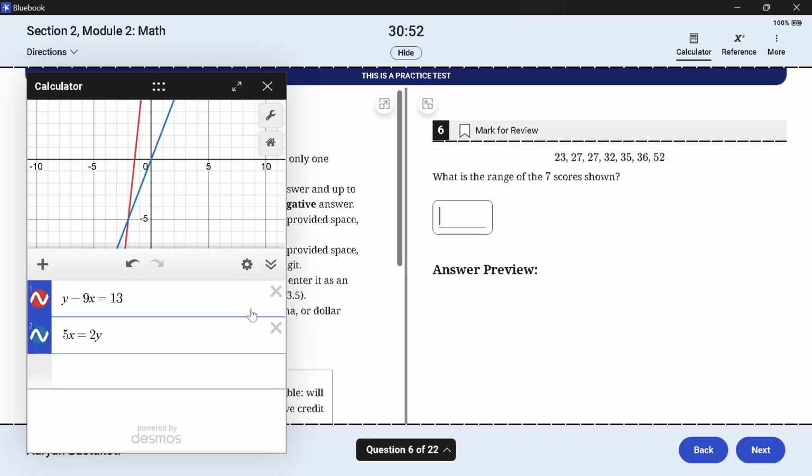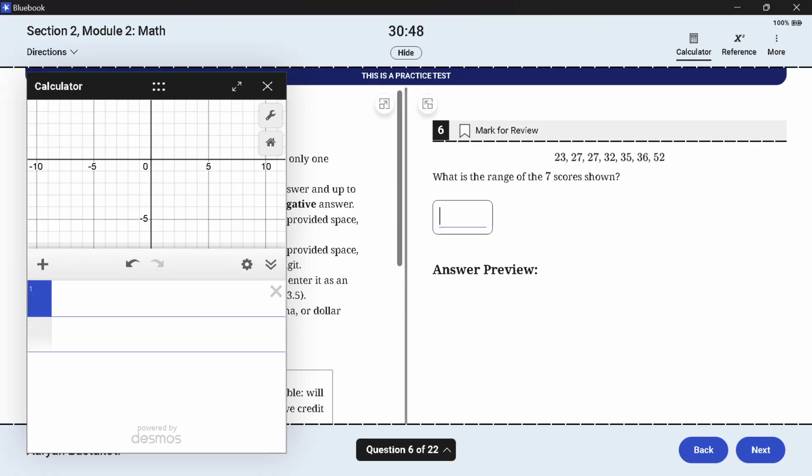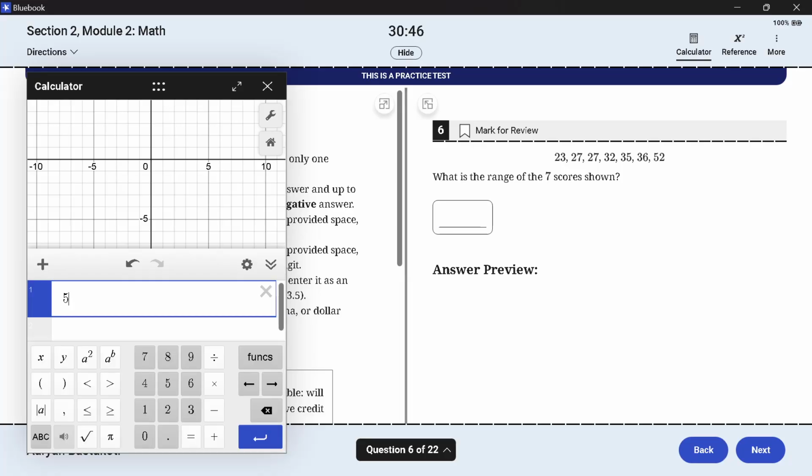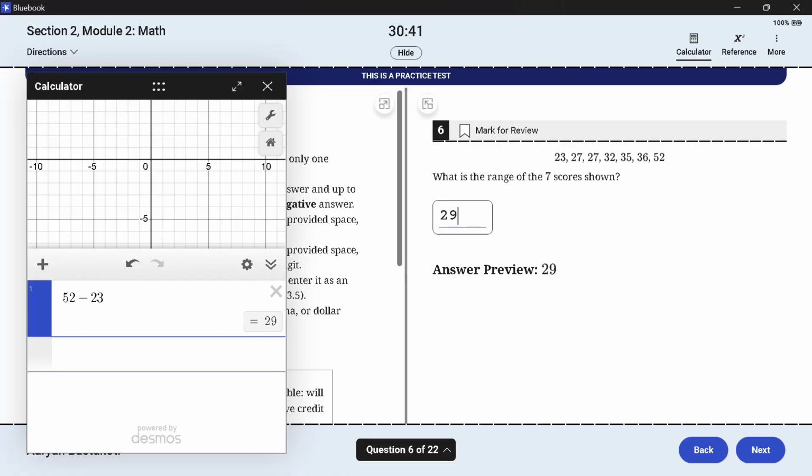What is the range of the 7 scores shown? The minimum value is 23 and the maximum value is 52, so the range is 52 minus 23, which is 29. Again, let me check. 52 minus 23. Yes. This is given in ascending order right now, but sometimes it may not be given in ascending order. 23 might be hidden somewhere up here, or the smallest number might be hidden somewhere up here. So you need to be very careful with finding the smallest and the largest number in order to find the range.